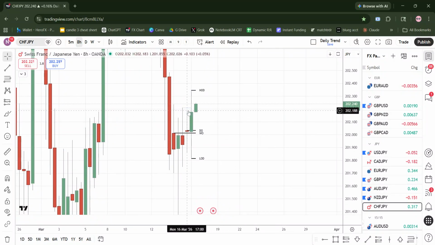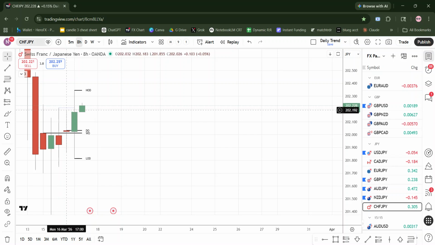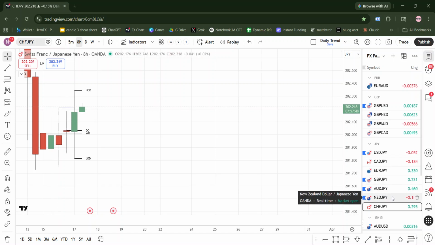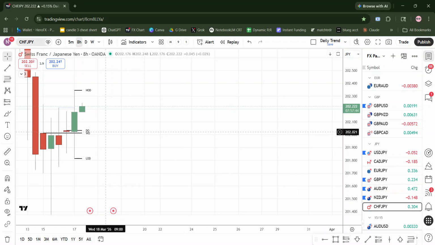You know, you could have a 1, 2, 3 long. Yen can be real tricky because out of all the pairs that trend, yen seems to really trend the most. It's just relentless. But it swept both sides. That's the high, that's the low.